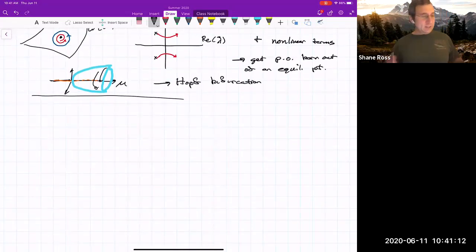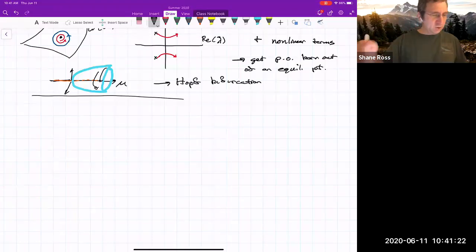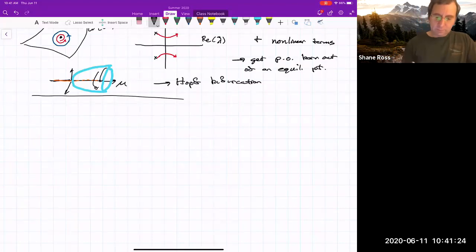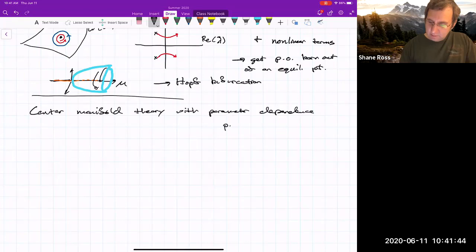What I wanted to do now is back up and say, how do we carefully do analysis of center manifolds when you do have parameters? Because there is a tricky part to it. So this is the center manifold theory with parameter dependence. And this starts on page 251 of Wiggins.